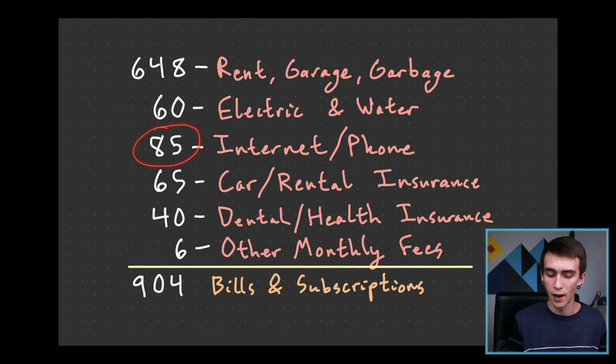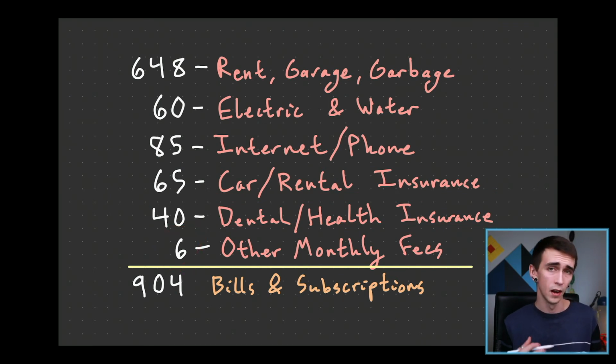Next we have the $85, which is for the internet and the phone. Then we got $65 a month for car and rental insurance. Then we got $40 a month for dental and health insurance. And then for other monthly expenses and fees, we have about $6. So this would be my Acorns subscription and then my iCloud storage. So this comes out to about $904 per month in bills and subscriptions.